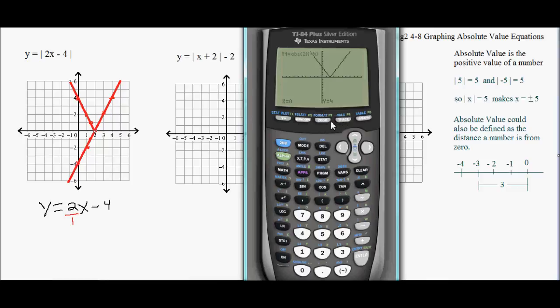And then if you do a trace, notice that 0 and 4 is one point. And 1 gives me 2, 1 and 2. See that right there is 1 and 2. How about 2? 2 gives me 0, 2 and 0. How about 4? I should get 4 then. If I put 4 in, I should get 4. So I do. And so that's how it works.